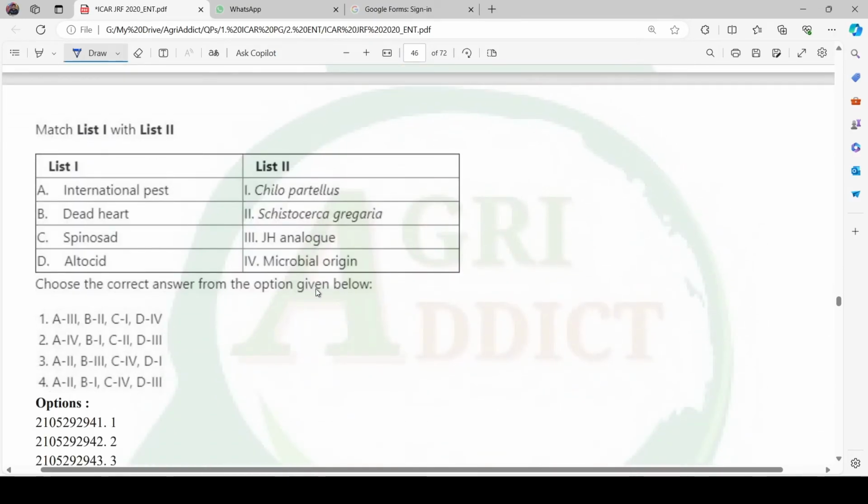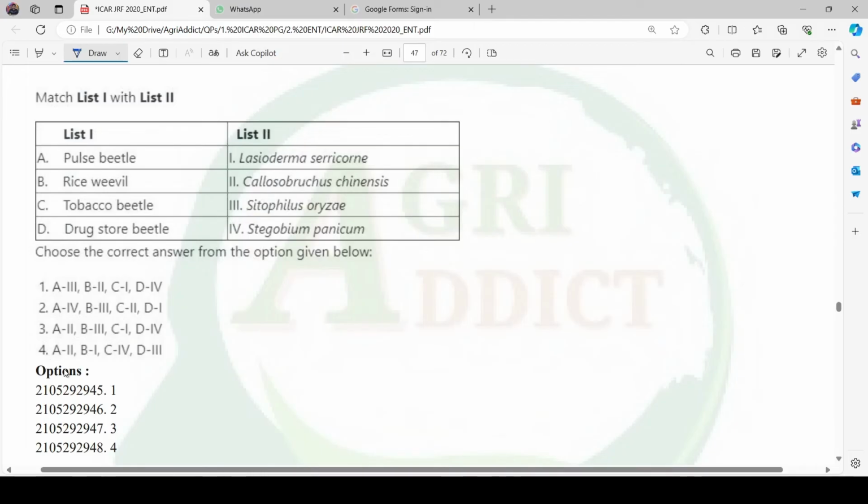The next question is a match the following type question. In list 1, it is international pest. You know that Schistocerca gregaria, or the desert locust, is the major international pest in the world. Dead heart is caused by stem borer, that is Chilo partellus. Then spinosad, this is a nerve toxin obtained from marine annelid, that is Lumbriconereis. And Altosid is a juvenile hormone analog. So option 4, that is A2, B1, C4, D3, is the correct answer.